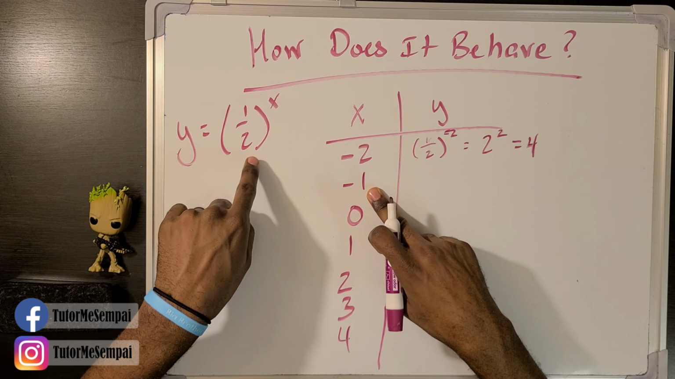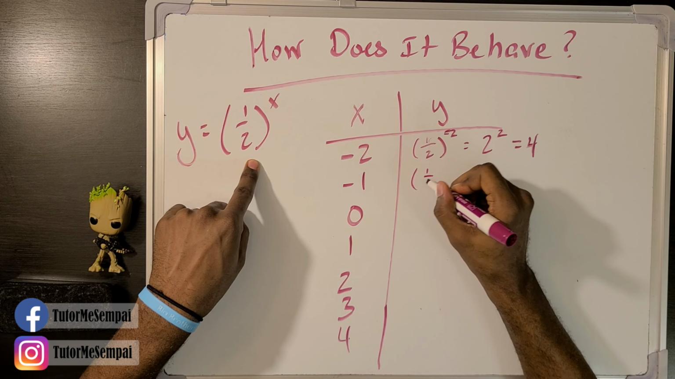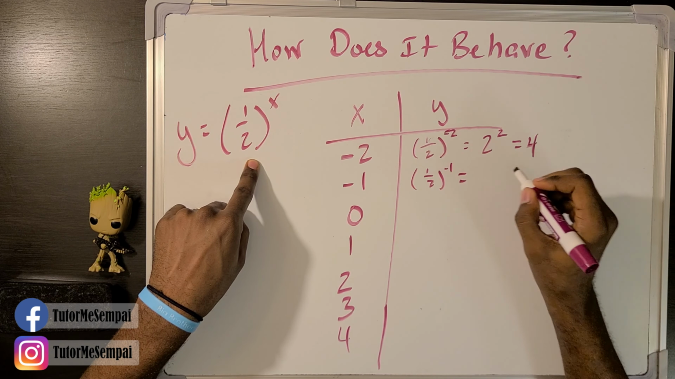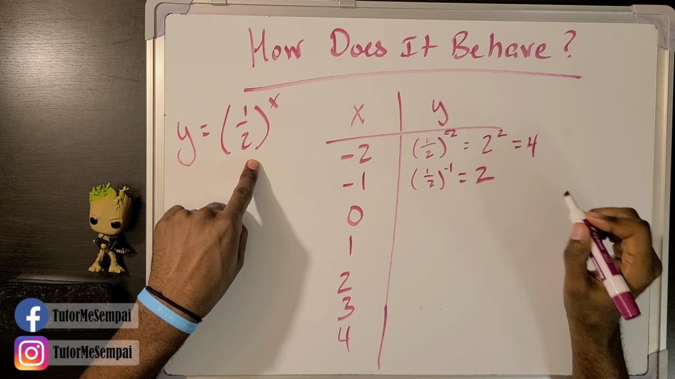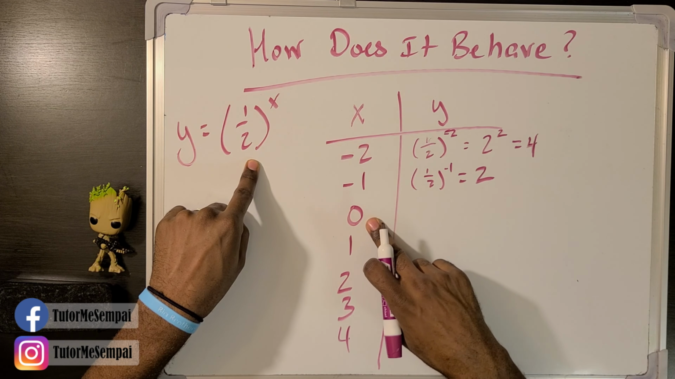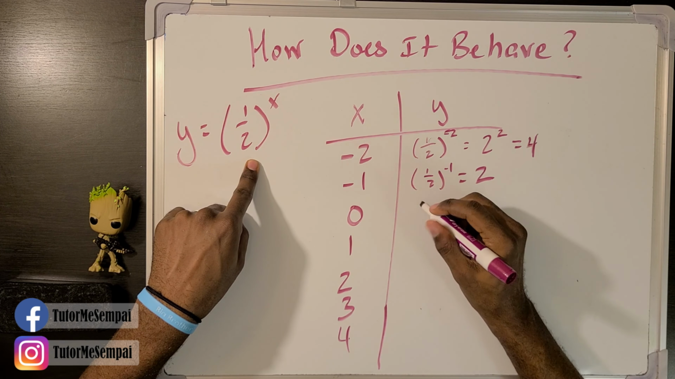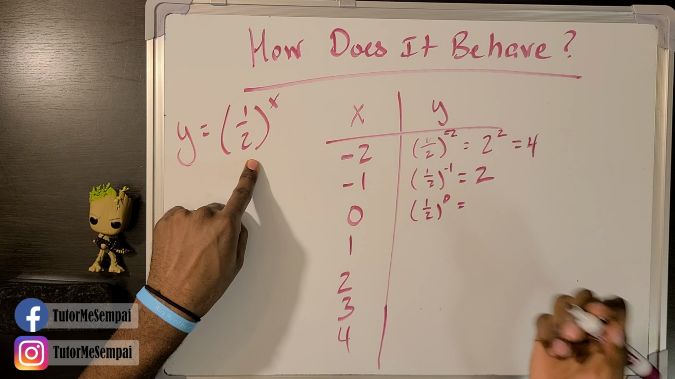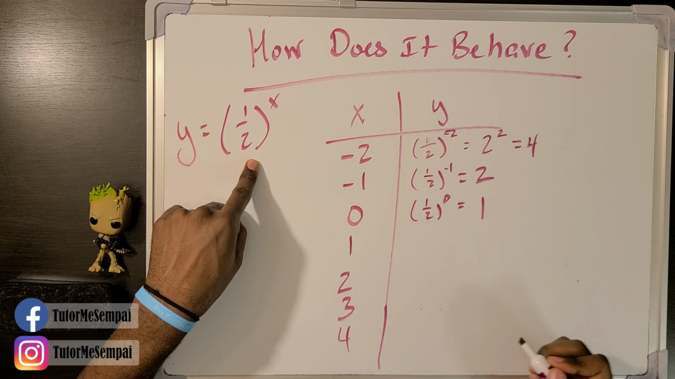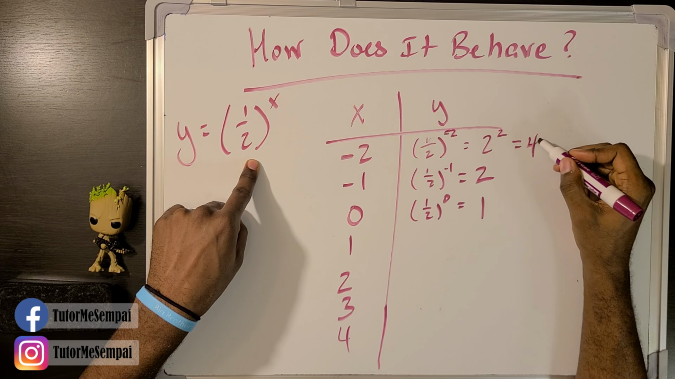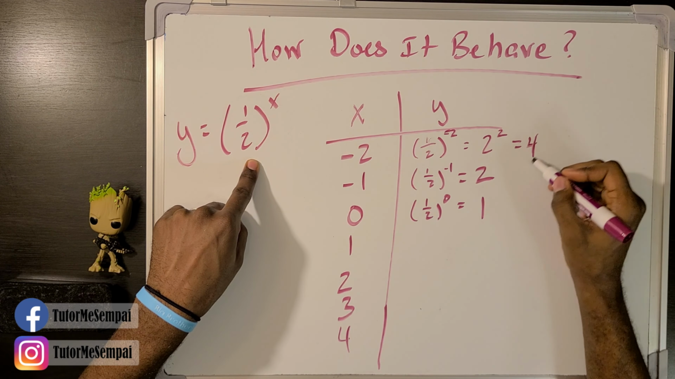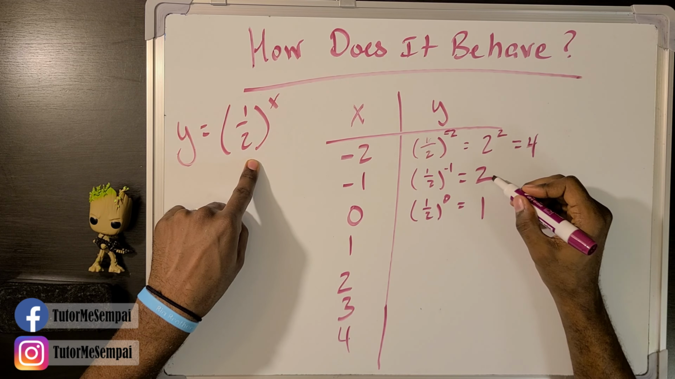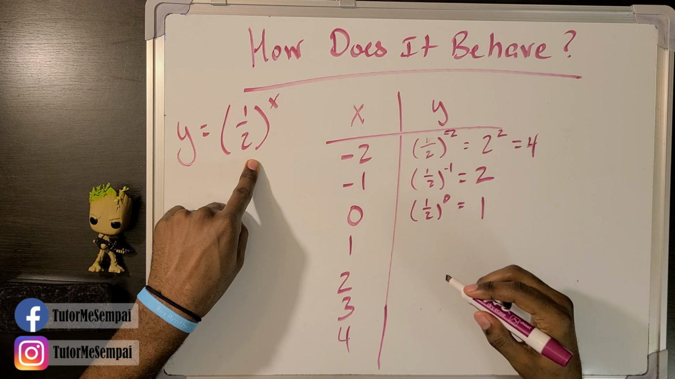How about when you have -1? So it's 1/2 to the -1. Well, that's just going to be 2, right? And what about 1/2 to the 0? Well, 1/2 to the 0, anything to the 0 power gives us 1. All right, so you see we're kind of decreasing pretty sharply here, right? A whole 2, and then now we're going down 1. So you see the pattern here.